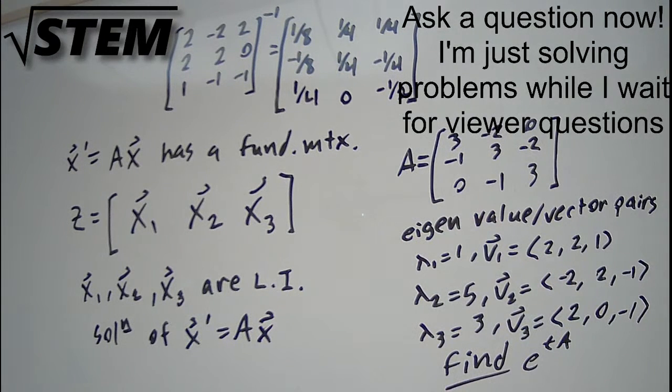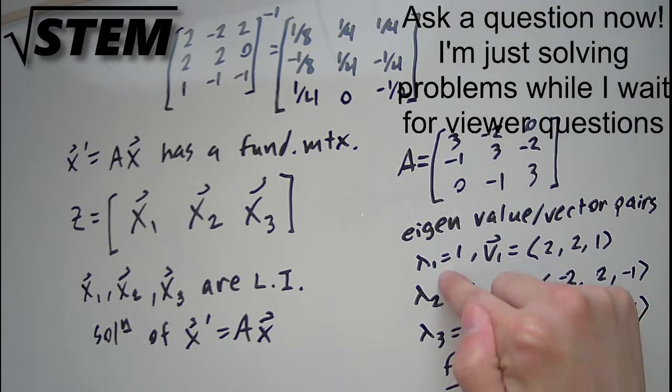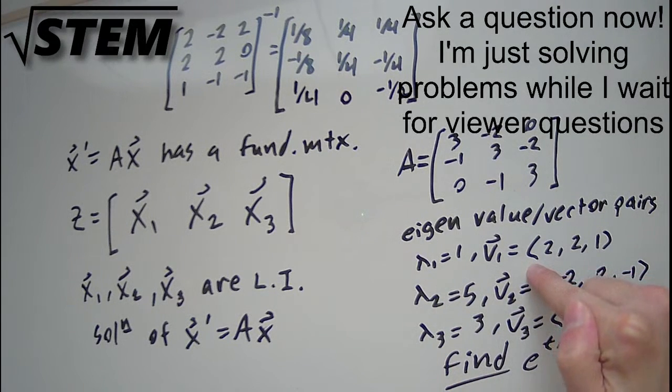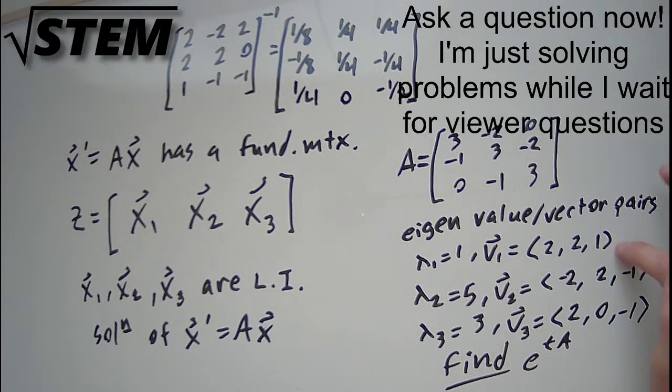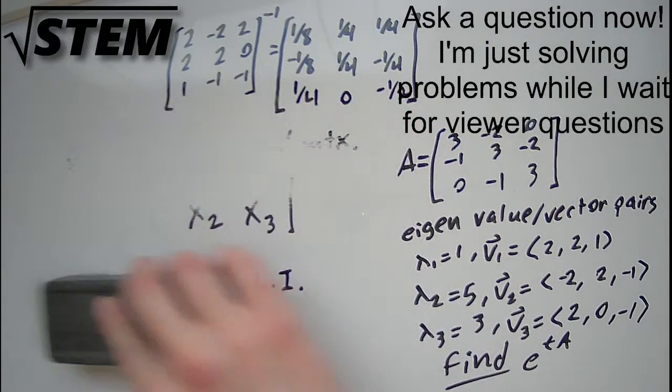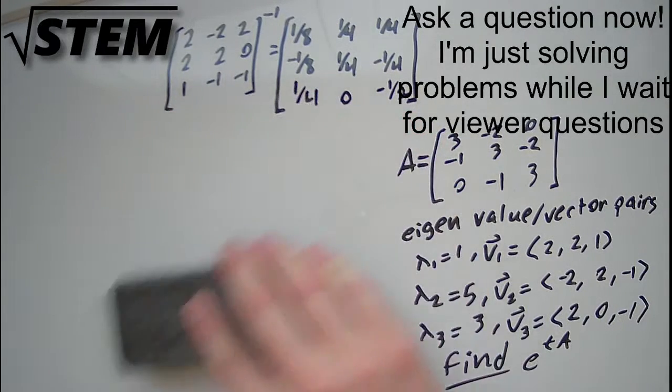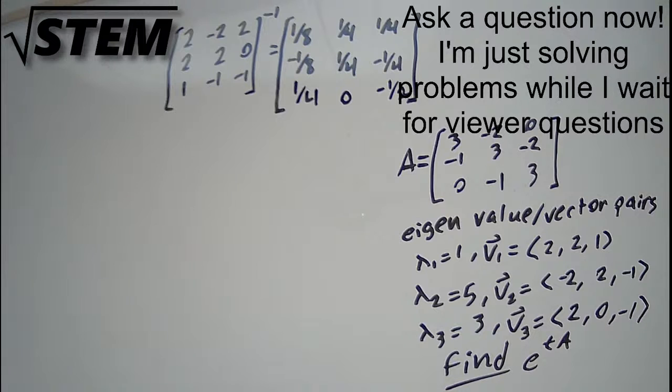So the columns of Z are made up of these vector solutions for the system, which are based on these eigenvectors. It's e to the lambda t times the vector. So it's not exactly the eigenvector, it still has to be a function of t, because now I'm going to go ahead and erase all of that.